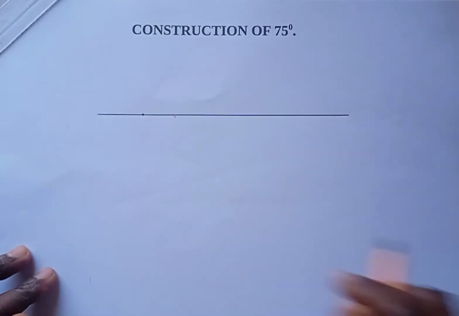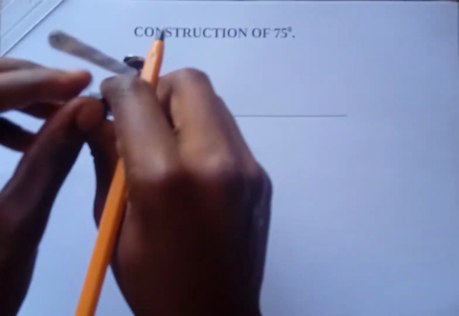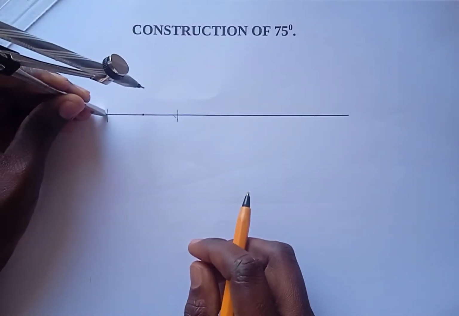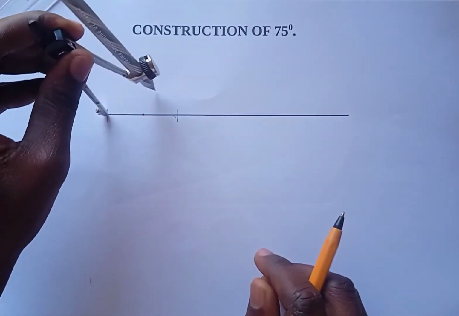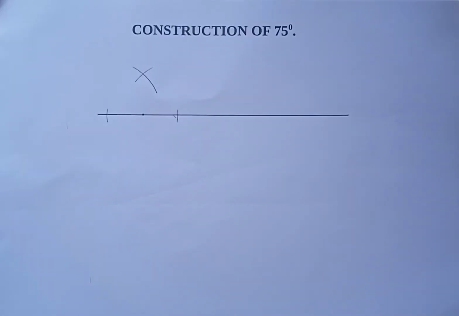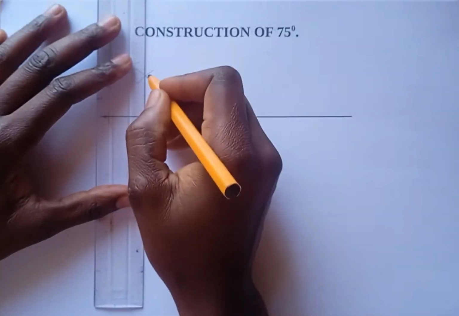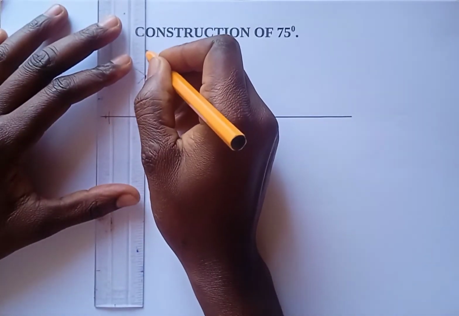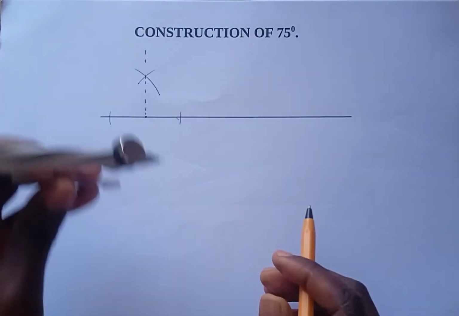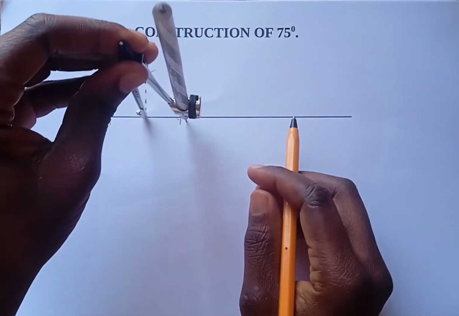The steps are: 1. We construct 90 degrees. Then we construct 60 degrees.